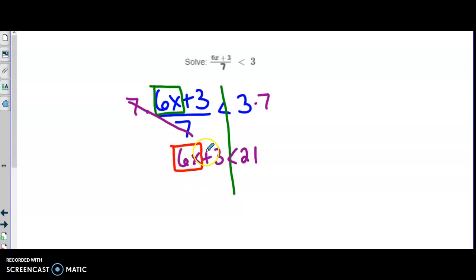We still want to get the x by itself, so we have to get rid of the 3. Since it's a positive 3, we will do the opposite and subtract 3 from each side.